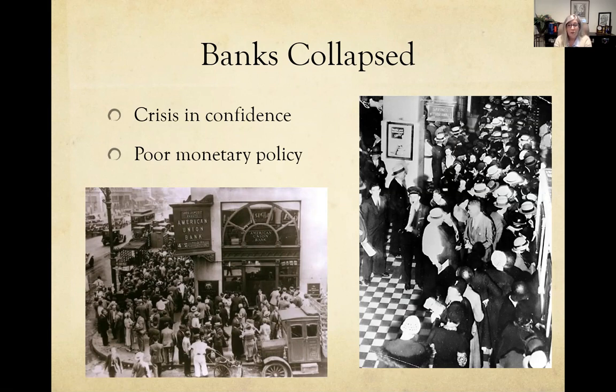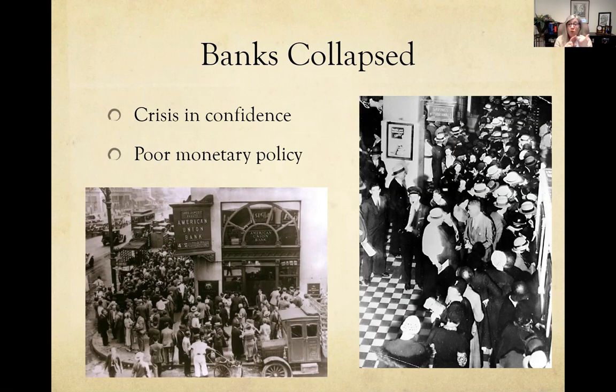Wow, glad my money's safe. But just to be sure, maybe tomorrow I need to go down to my bank and get my money out just to be safe. Well, if everybody does that, the entire banking system collapses. And that's what happened here in the Great Depression.